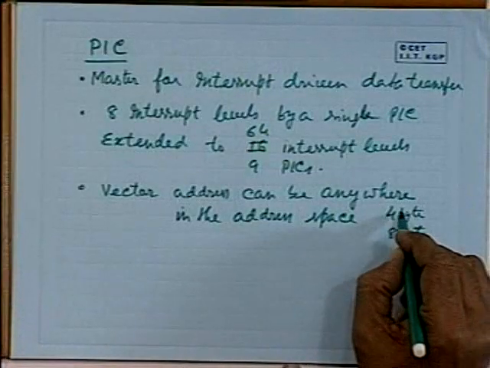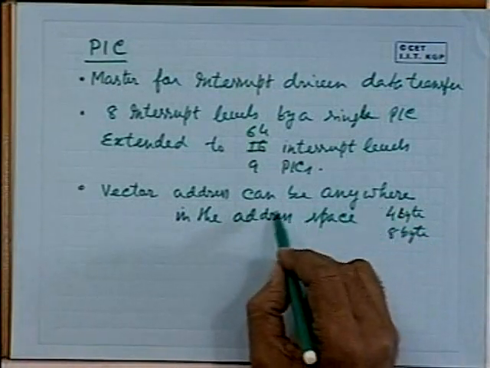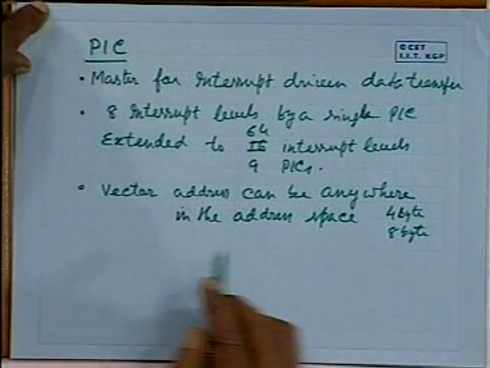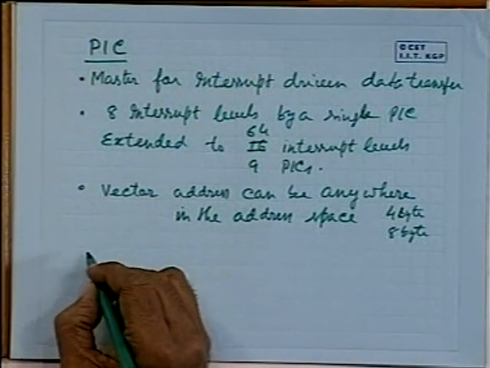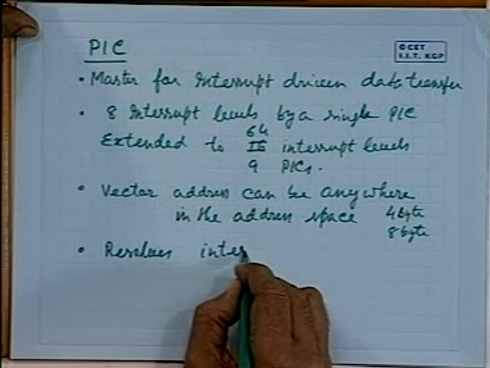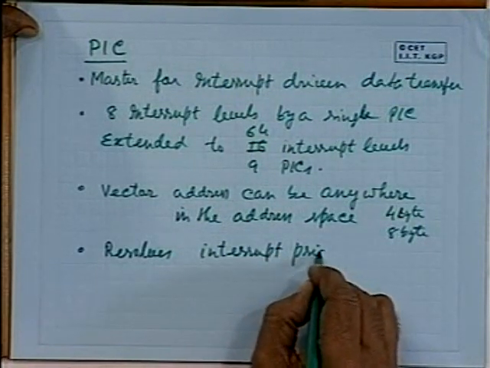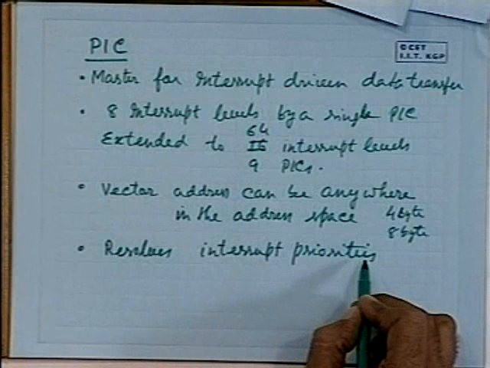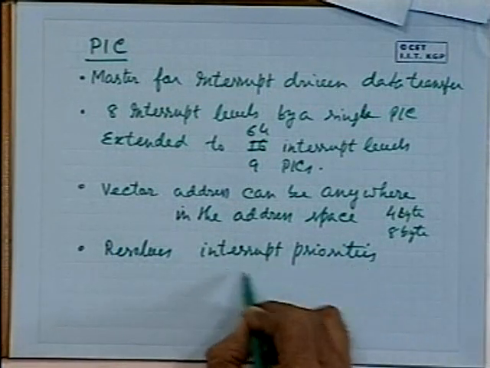But since you are writing only one address in the register, that's why this particular limitation is coming. Then it resolves interrupt priorities. There is a special priority resolver, as you have seen inside the device, with the help of which the priority is resolved. And as a consequence, various modes of priorities are possible.